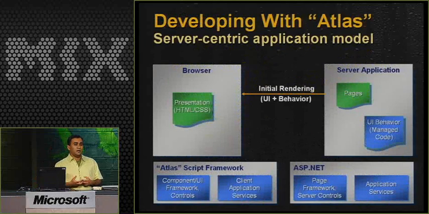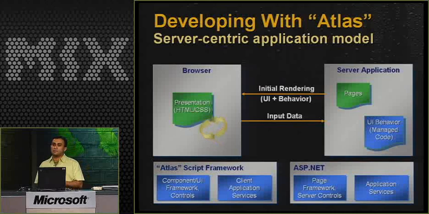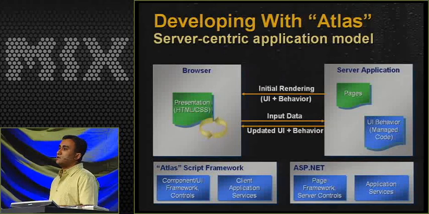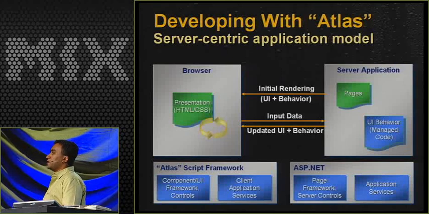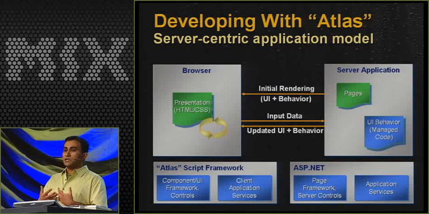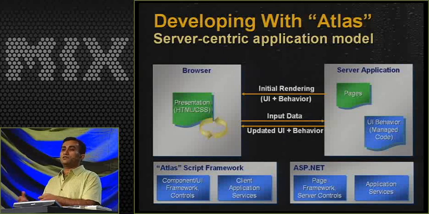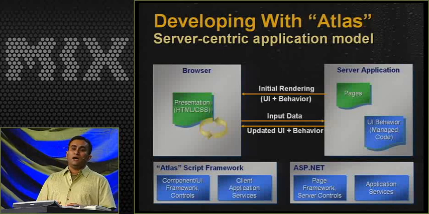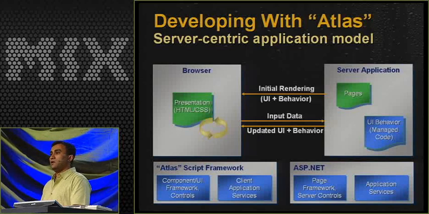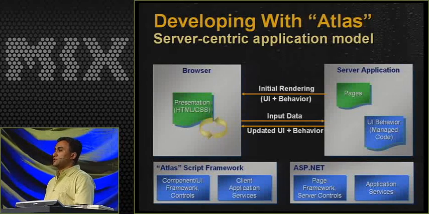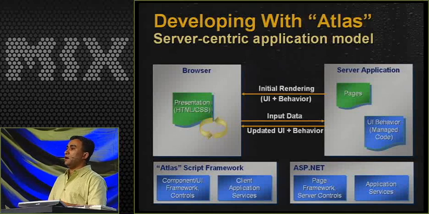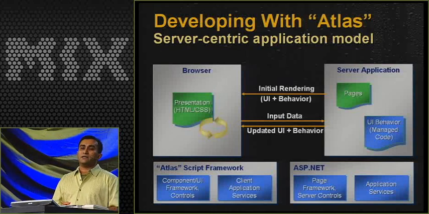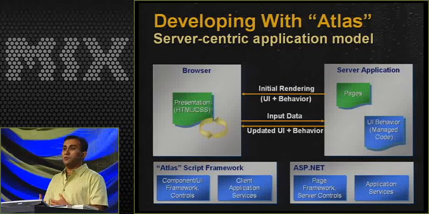So when you're building an AJAX-style application with Atlas, there are really two ends of the programming model to think about. The first is the server-centric application model. If you're building traditional web apps that have a server end, something like ASP.NET or PHP, this is a pretty familiar model. The server actually runs the application logic and renders the UI, which it sends to the browser as HTML. And then the browser goes back and connects to the server to get new HTML.